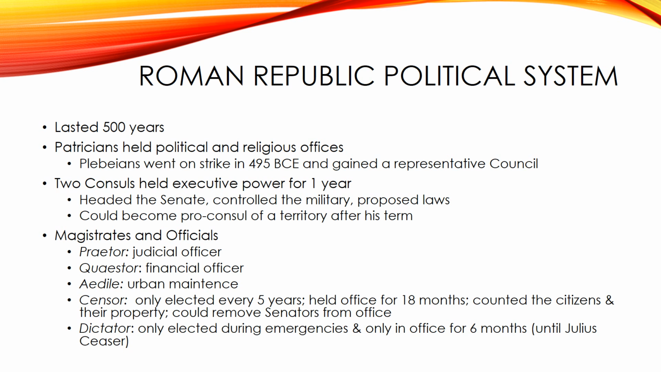The Republic system lasted around 500 years, and basically there was a ruling class called patricians, and the patricians held your political and religious offices, and then the lower classes were called plebeians. Eventually, the plebeians were able to gain their own representative council that did impact government later on, and I will discuss that later in the lecture. The executive office was held by two consuls.